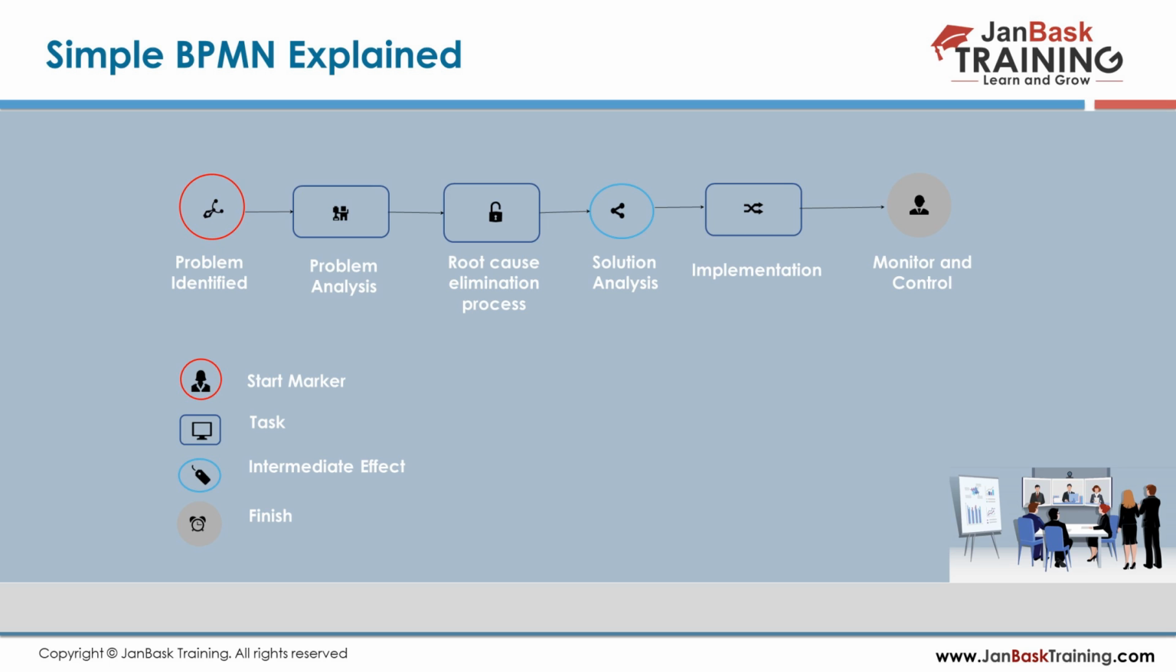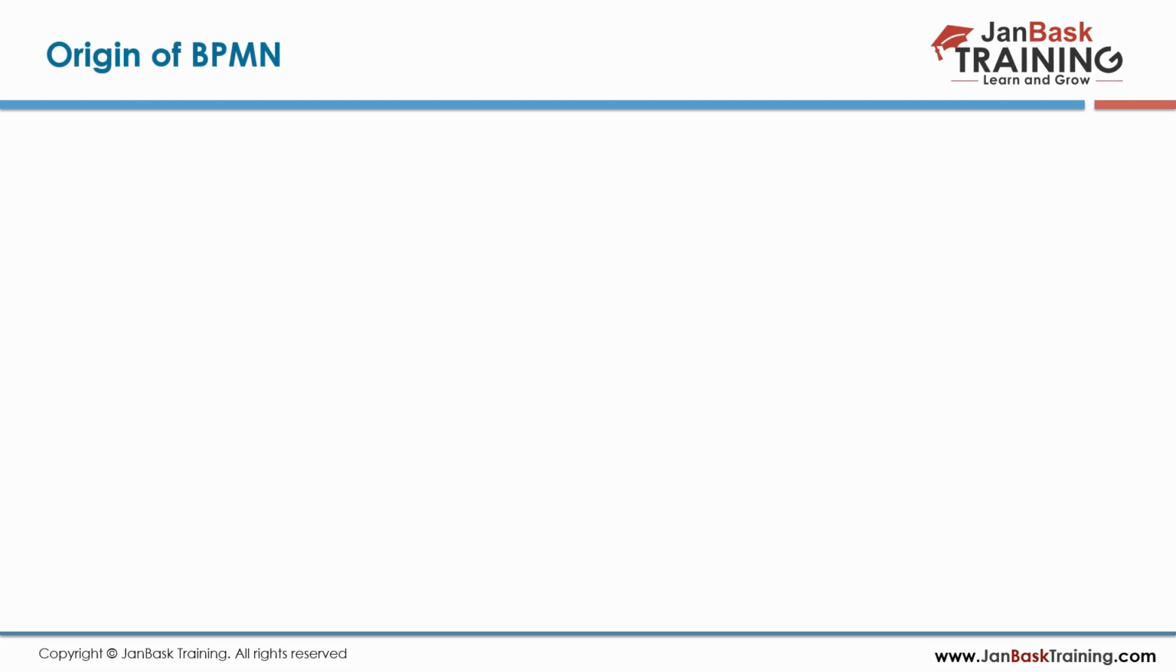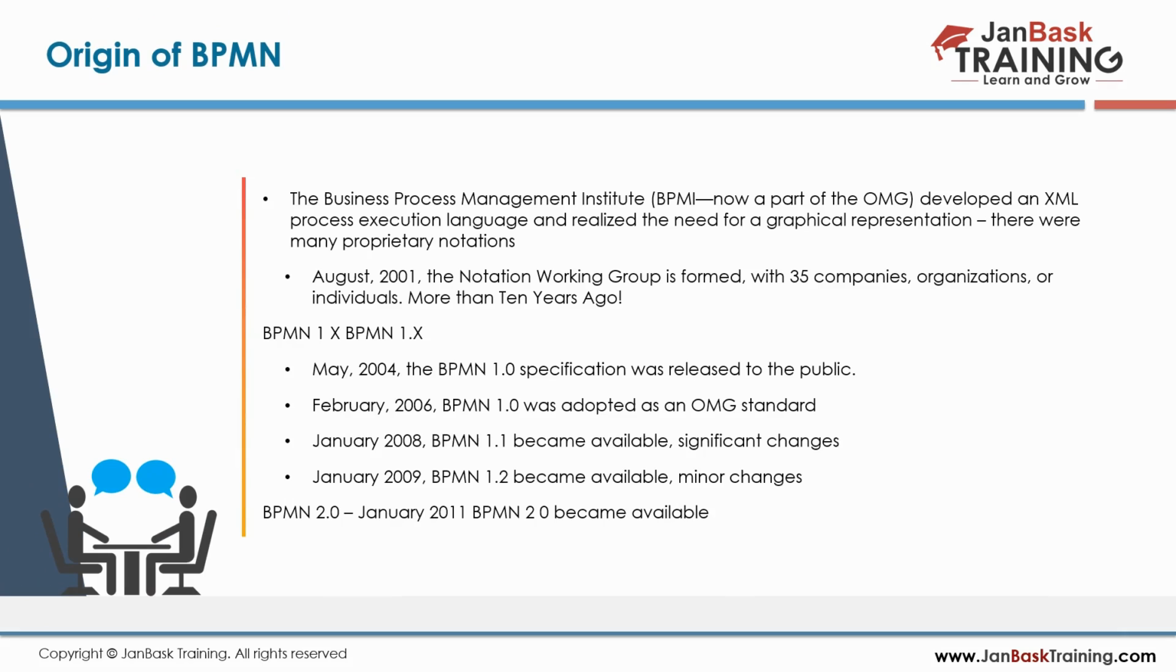And this is how we have the first one, which is the empty circle. That's the start marker. Moving on to the next, we have the origin of BPMN, Business Process Model Notation. The origin comes from the Business Process Management Institute, BPMI. It's part of the OMG. Now, OMG is a very important thing that we're going to talk about in the next slide. It was developed around the XML process execution language. So this is more history about where BPMN comes from.